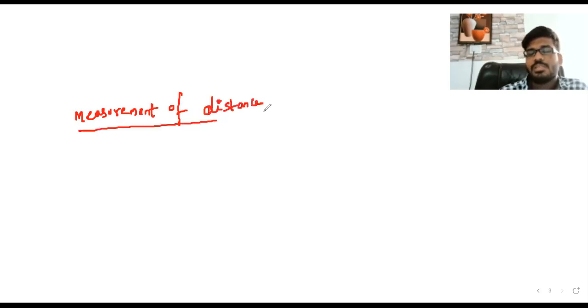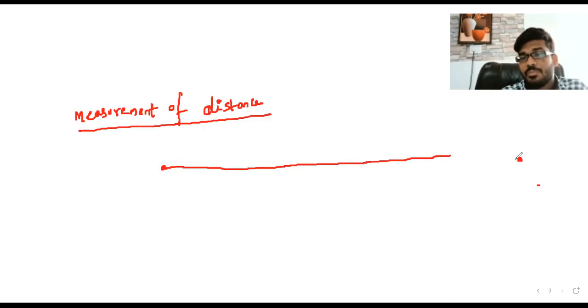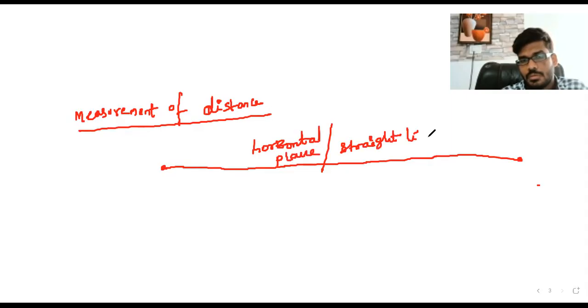So what is a measurement of distance? Whenever you want to measure the distance from one point to another point, how can you calculate the distance in a horizontal plane, in a straight line? In case of a horizontal plane or a straight line, these are the situations where you can measure the distance. In case of any central act or regulation, at the commencement of this act, the distance shall be, unless otherwise mentioned, measured from one point to another point on a straight line basis, on a horizontal plane basis.